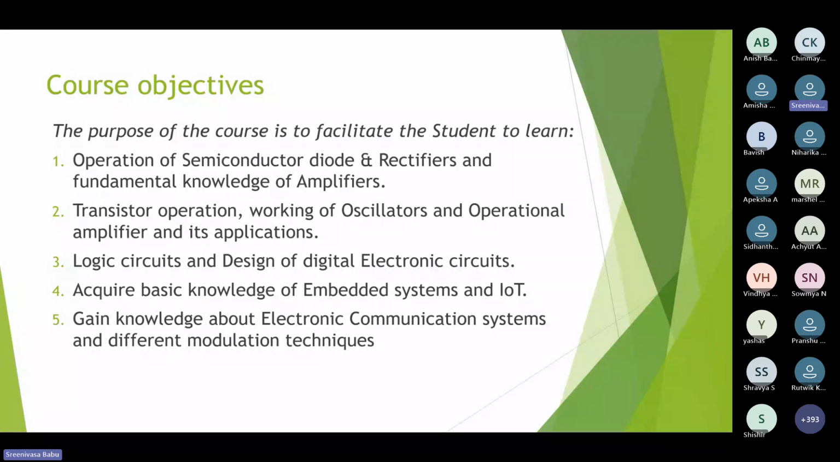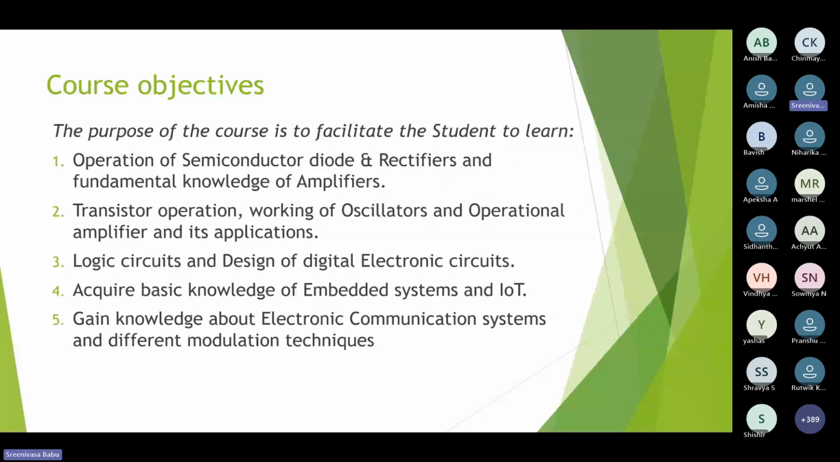Then the last is to gain knowledge about electronic communication, because communication is an essential part of electronics. Without electronics, probably whatever communication we have today wouldn't have existed in the first place. So electronics and communication go hand in hand. That's why the name of our branch is electronics and communication. Without electronics, there won't be any communication. And then different modulation techniques. There's a process called modulation in communication, so that also you will be able to learn. So these are our course objectives.